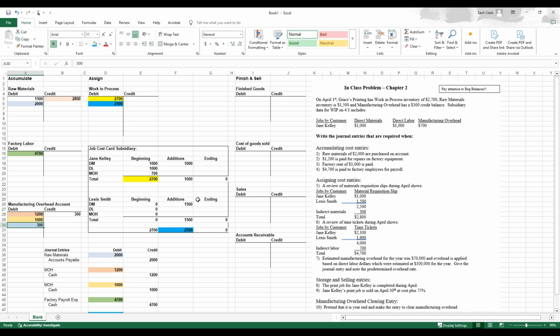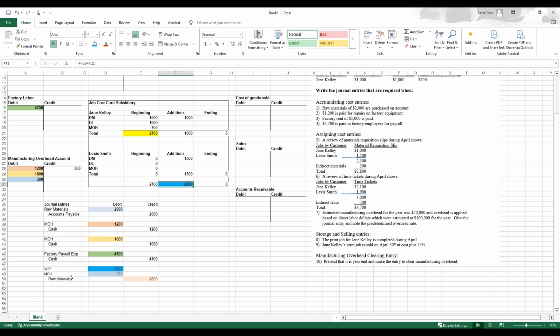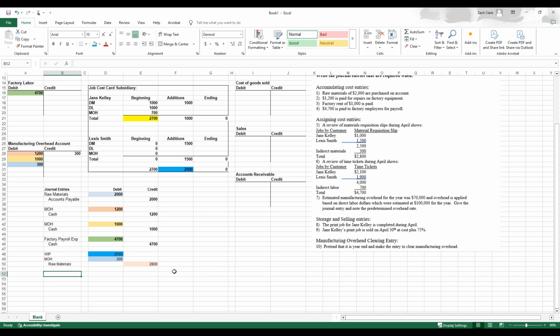Okay, so that's the direct materials. Now direct labor, we have to look at the time ticket, and it says 2,100 went to Jane Kelly and $1,900 of that. The total is 4,700, right? That's that. But the next journal entry we need to make is to allocate the payroll. We don't want it as an expense on the income statement. We want to take it out of expense and put it into work in progress and overhead for those components. So I'm going to just steal this entry again, put it down below because WIP and overhead is the same.